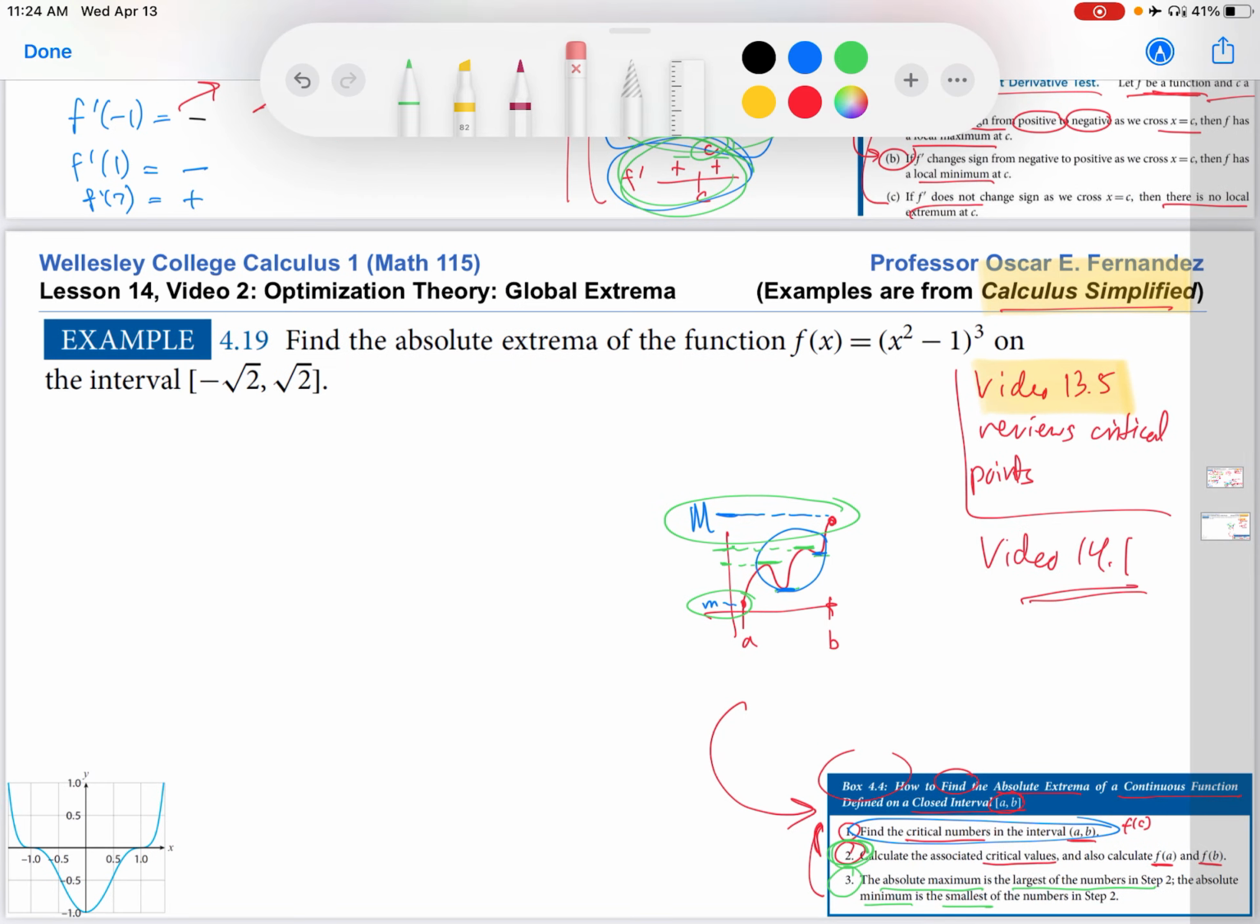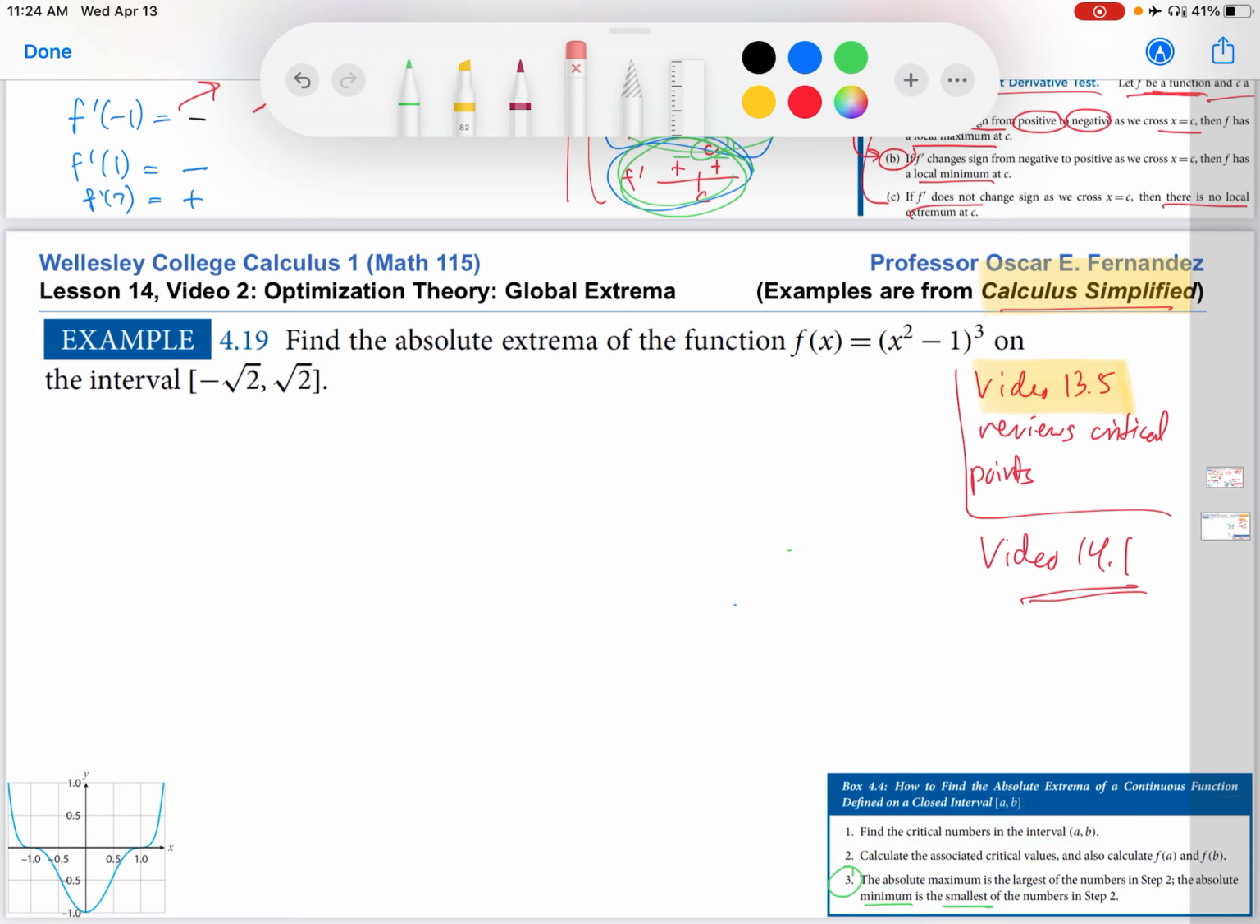Okay, so let me zoom out and show you how that works for this particular example. Let's put that all into practice. The function we're dealing with here is x squared minus 1, quantity cubed, and this is our interval. So step number 1 down here, find the critical numbers.